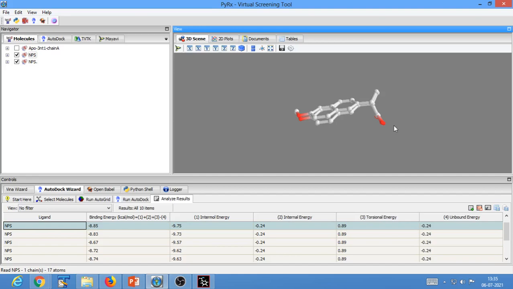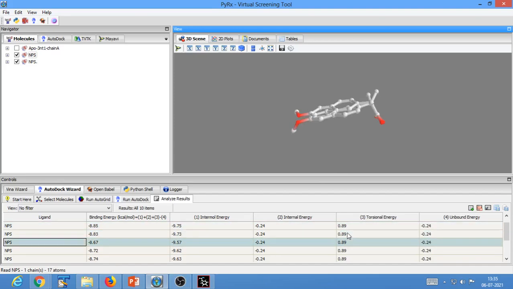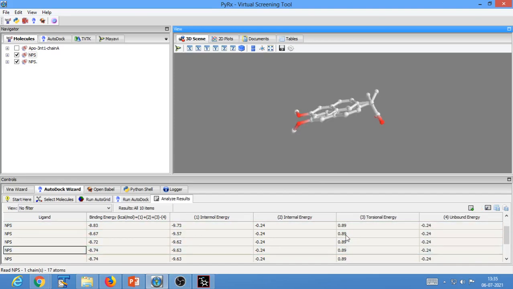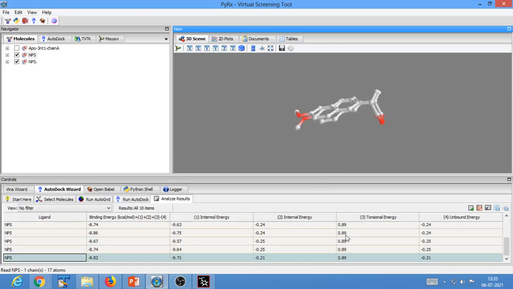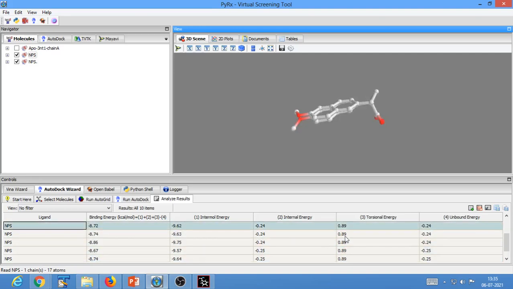Are you guys still with me? Yes, sir. Okay, so now how do we compute whether whatever pose we have predicted is similar or dissimilar? There should be a certain measure, and that measure is nothing but your RMSD.